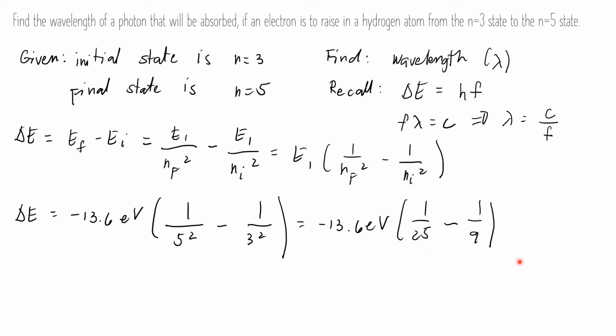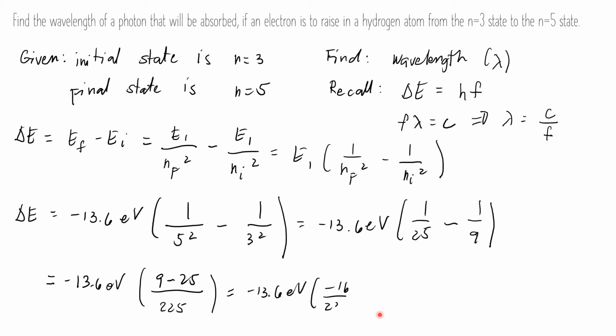So here, we just need to find the LCD. Negative 13.6 electron volt times 9 minus 25 over 225. So this becomes negative 13.6 times negative 16 over 225. And this is equivalent to 0.97 electron volt.